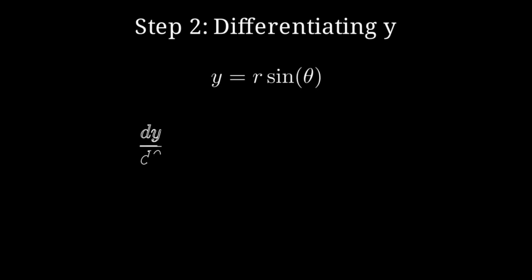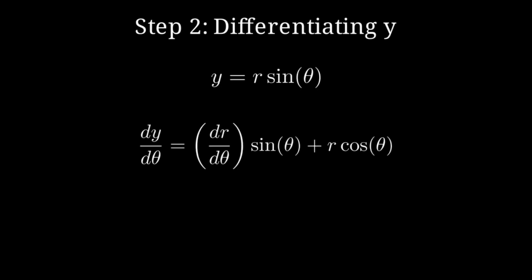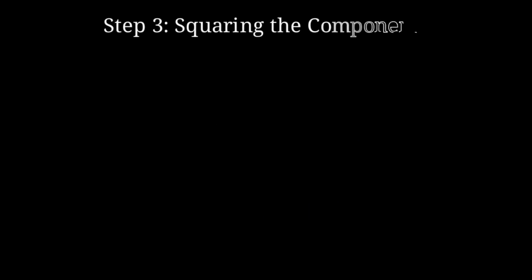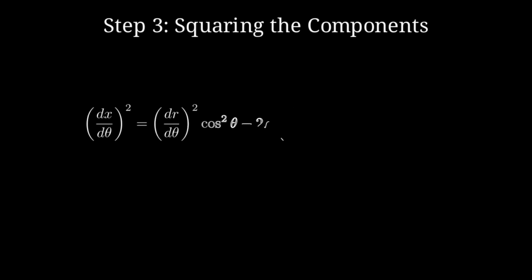Starting with y equals r sine theta, the derivative with respect to theta gives us dr/dθ times sine theta, plus r times the derivative of sine, which is cosine theta. We now have expressions for both dx/dθ and dy/dθ. To find the arc length, we need the sum of the squares of these derivatives.